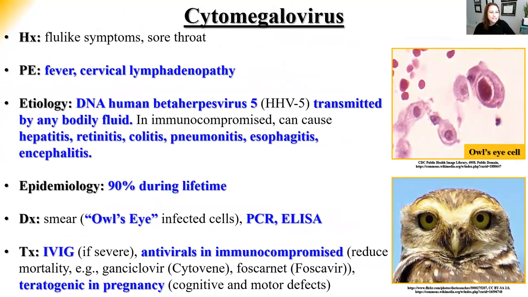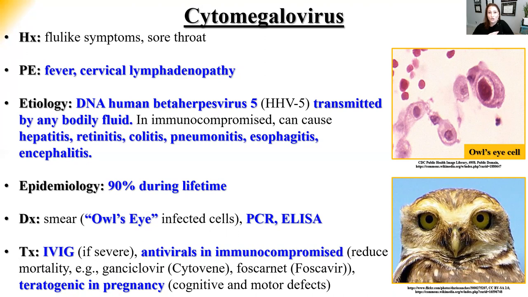Cytomegalovirus. This one is very common. 90% of humans will get this during their lifetime. It's a DNA human beta herpes virus, and it's transmitted in any bodily fluid, so it's highly contagious. If this occurs in an immunocompromised patient, it can cause a lot of secondary complications: hepatitis, retinitis, colitis, pneumonitis, esophagitis, and encephalitis. So you look at those secondary complications in immunocompromised patients.